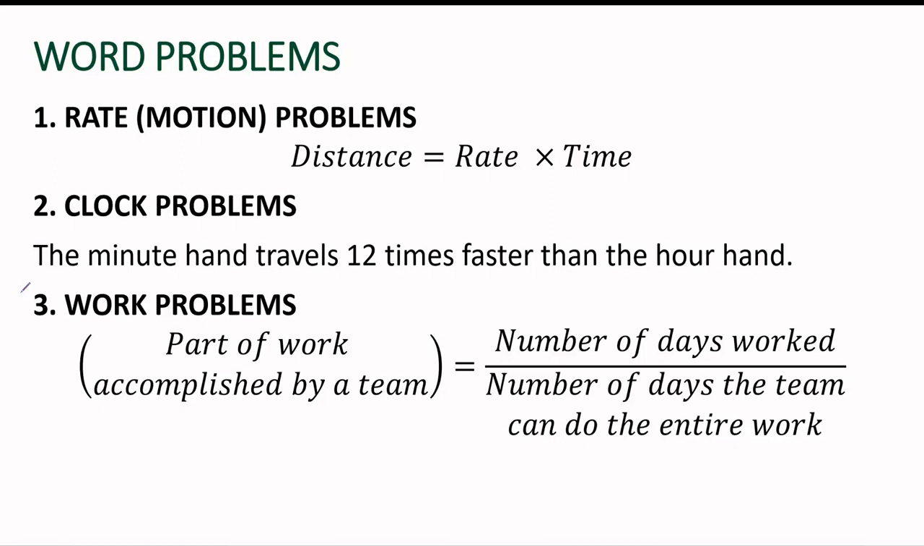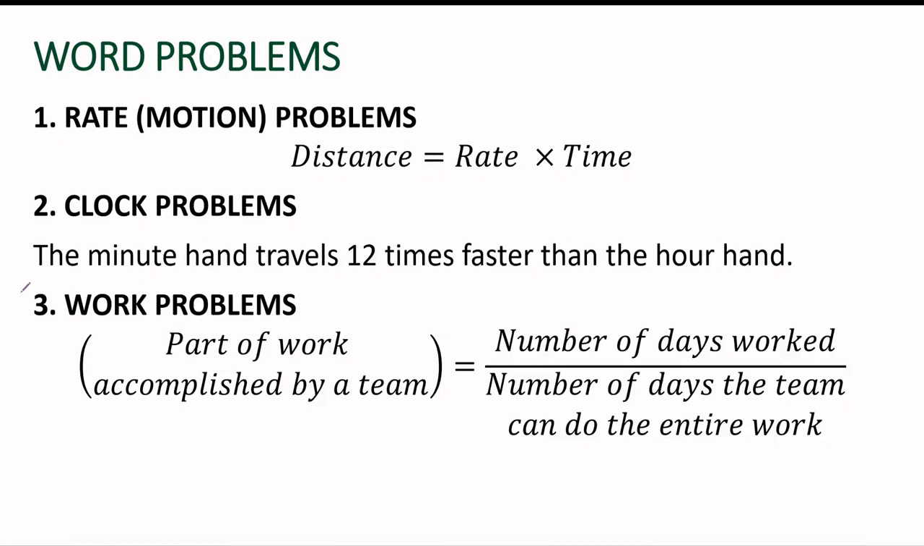And then clock problems. The minute hand travels 12 times faster than the hour hand. Then three, work problems. The part of the work accomplished by the team is equal to the number of days worked divided by the number of days the team can do the entire work.